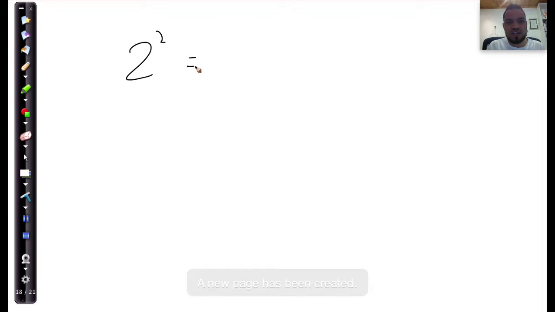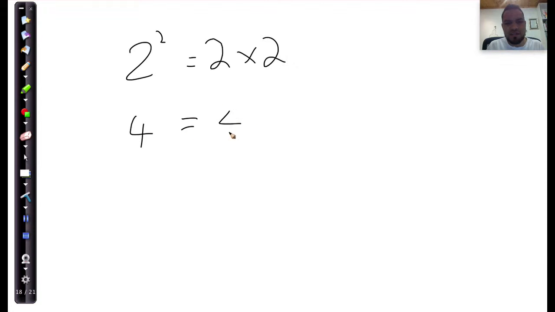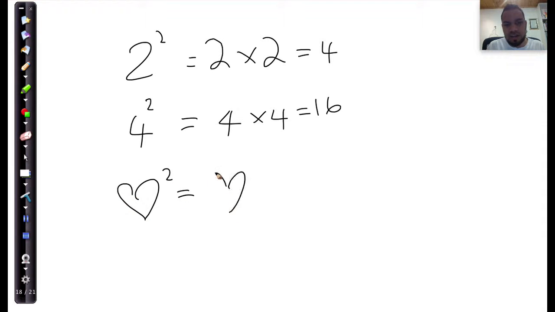So if I asked you what is 2 squared, you'll tell me that's 2 multiplied by 2. If I asked you what's 4 squared, you're going to say that is actually 4 multiplied by 4. And you'll give me an answer of 16. If I asked you what is heart squared, you'll tell me that is heart multiplied by heart. Okay, these hearts need to be identical for this to work, but I think that that is close enough, right?